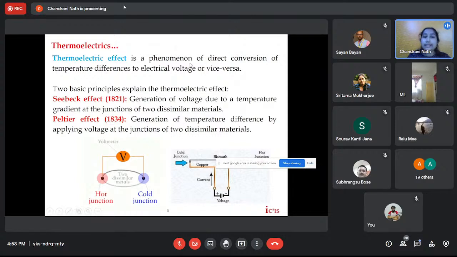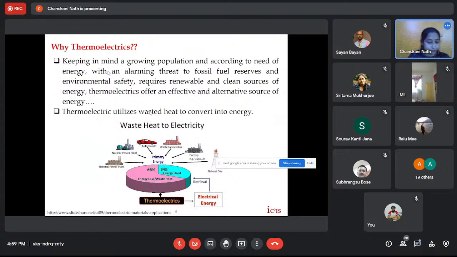A few years later, Peltier discovered an opposite effect. He could create a temperature difference by applying a voltage across the materials across the junction. So thermoelectric materials basically work with these two effects, the Seebeck effect and the Peltier effect. So why do we opt for thermoelectrics? As I have already told earlier, thermoelectrics provide a renewable as well as an alternative source of clean energy. Moreover, these thermoelectrics can help us to utilize waste energy. Why waste energy?